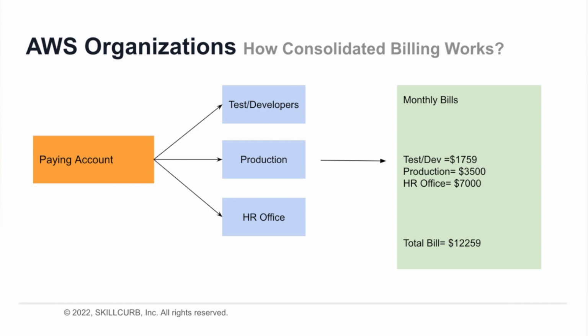The paying account is independent. It cannot actually go in and access the resources of the other accounts. So in your paying account, you can't go in and turn on EC2 instances in your test and dev, for example. You can't block test and dev from being able to provision resources. If you need to do something like that, you need organizations itself with the full access rather than just with consolidated billing.